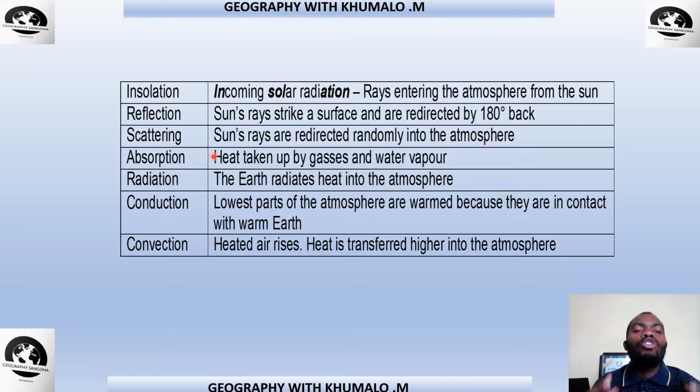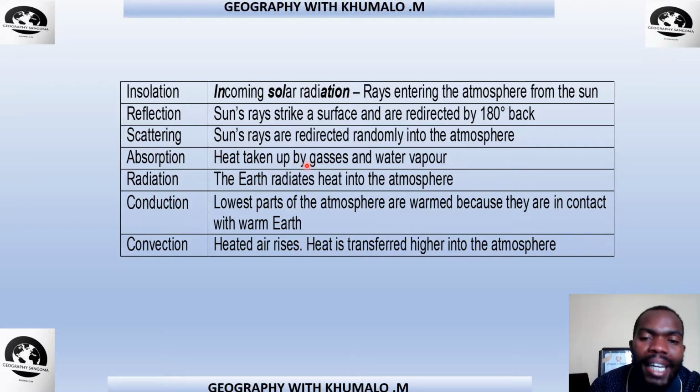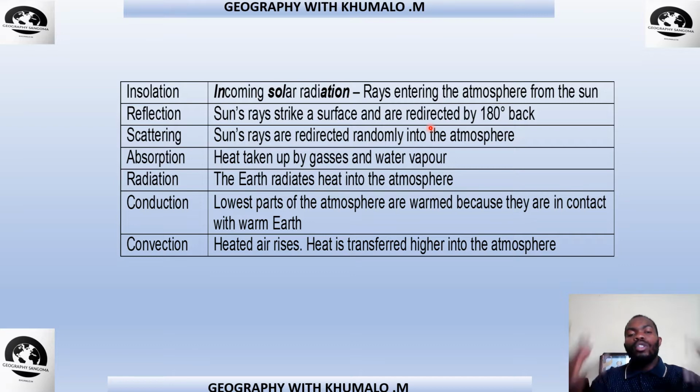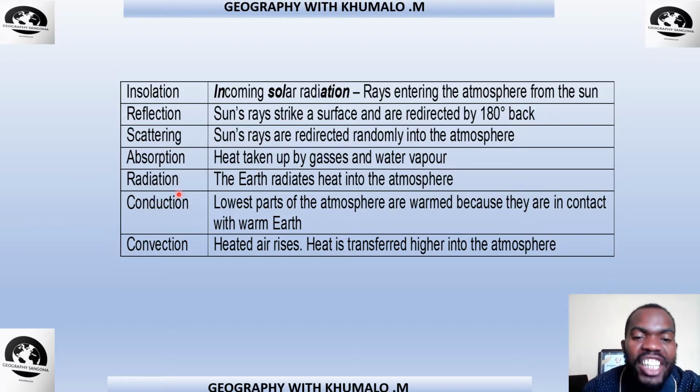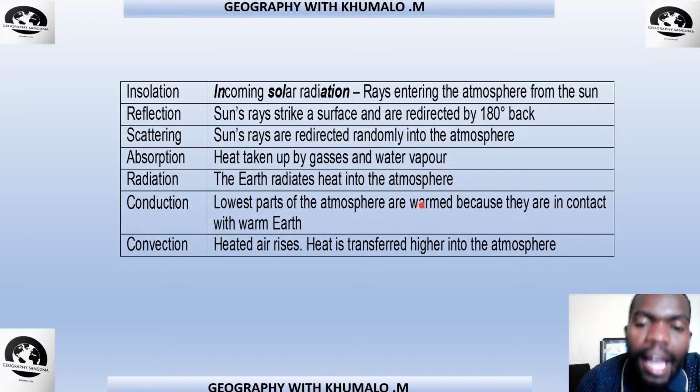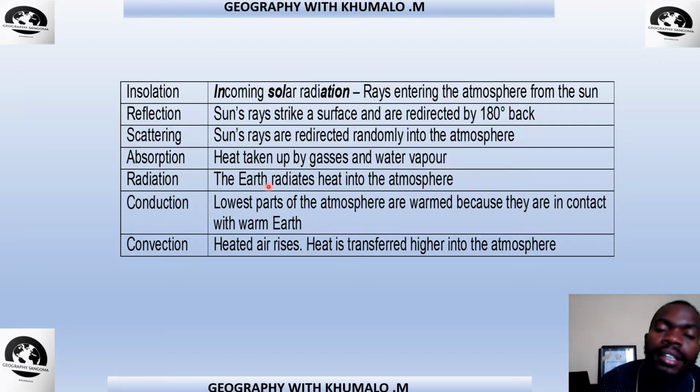Then we talk of absorption, when heat is taken up by gases or water vapor. To absorb, you know what it is to absorb? It is when heat is taken up by gases or water vapor. Then we've got radiation. Radiation is when the earth radiates heat into the atmosphere. So it's the heat that is radiated into the atmosphere.